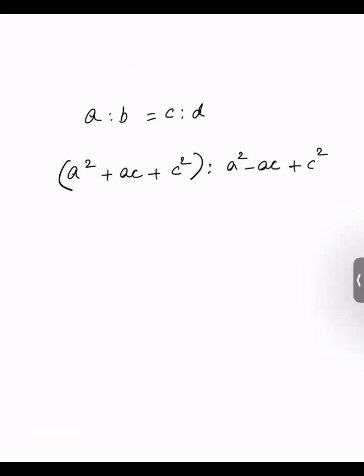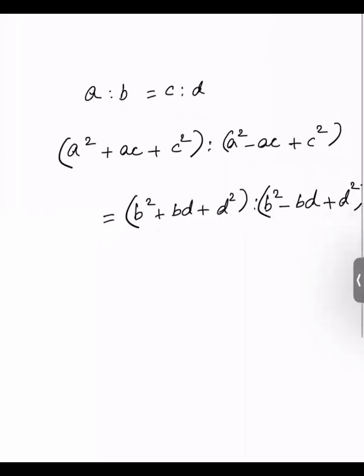Question is, if A is to B equal to C is to D, prove that A square plus AC plus C square is to A square minus AC plus C square is equal to B square plus BD plus D square is to B square minus BD plus D square. This is the question. Given information is A is to B equal to C is to D.